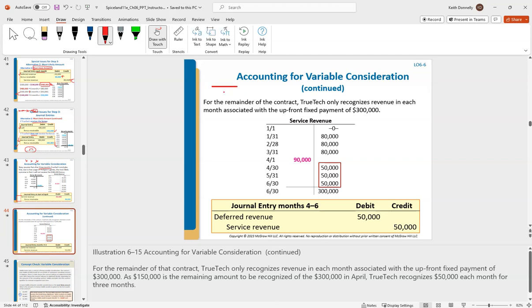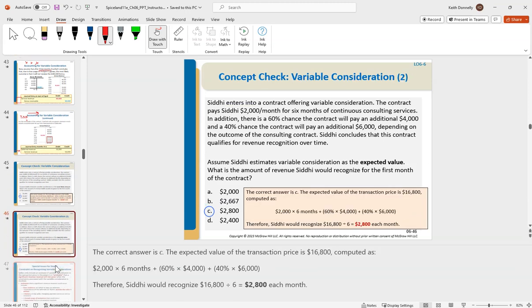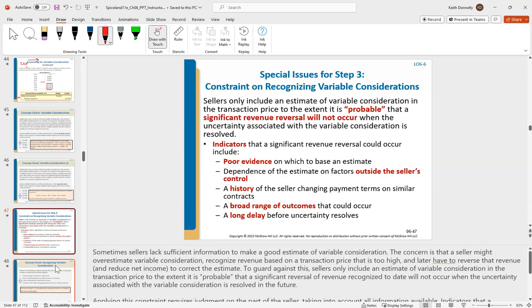So for the first 3 months, you did the entry, then you found out frowny face, you got rid of it. What do you do for the next 3 months? Well, you just recognize the revenue from the 300,000 piece, from that original journal entry that you recognized over 6 months, so 50 grand. They then have some MCQs you can look at.